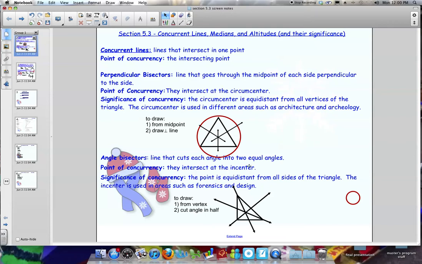The incenter allows you to inscribe a circle. Circumscribing goes around the outside, inscribing goes around the inside. So the incenter is an equal distance from all 3 sides of the triangle, so it allows you to draw a circle on the inside that simply touches all 3 sides of the triangle in exactly one spot.